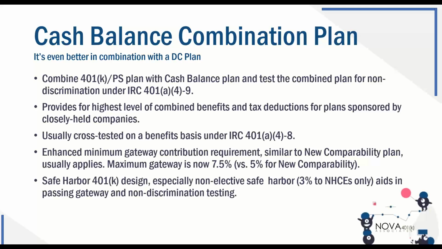But when we do cross-test, then we're subject to what's called the minimum allocation gateway. As I talked about earlier, for new comparability, the largest minimum allocation gateway is 5%. That goes up to 7.5% for combo plans. And as we said before, that safe harbor non-elective helps us to pass the gateway and our other testing, whereas the safe harbor match does not.